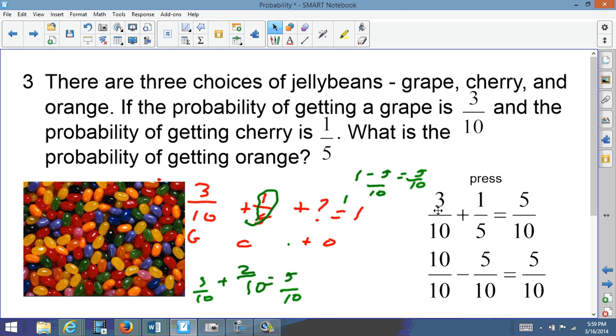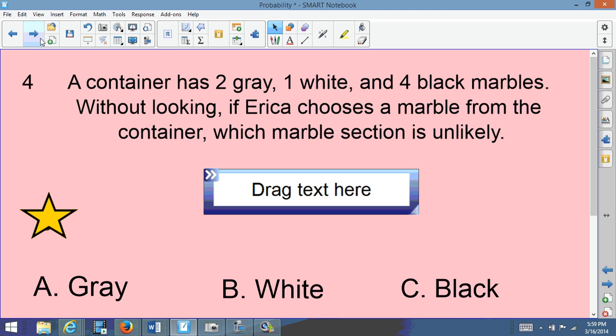Remember, you take your grape and cherry, add them up, that adds up to 5/10. Subtract from 10/10, which is 1, because they all have to add up to a total of 1, minus the 5/10 gives you 5/10 remainder, or 1/2 of the jelly beans are orange. So that was a good question.